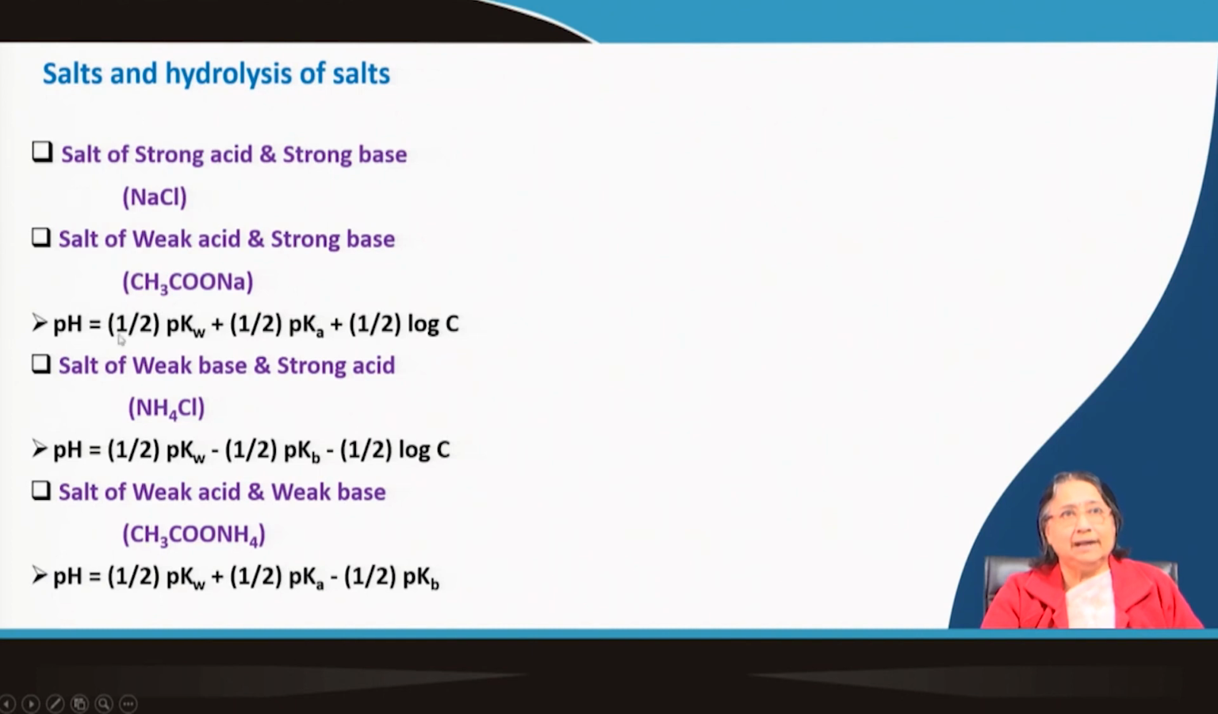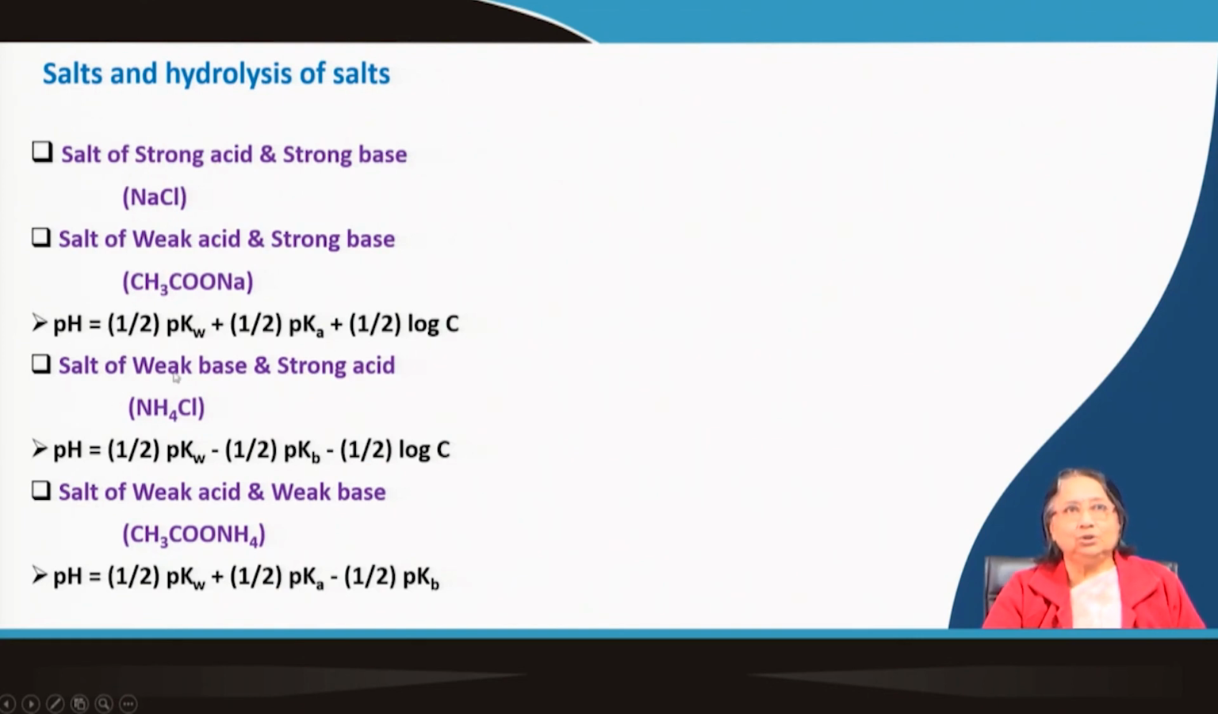And what is the formula that you can use to determine the pH? That is pH equals half pKw plus half pKa plus half log C. I already told you what pKw is and what the value of pKw is at 25 degrees centigrade. What is C? C is the concentration of the salt, and pKa is used because it is the weak acid. So, you have to consider the Ka value and the pKa value of that acid. So, you can easily calculate the pH using this formula.